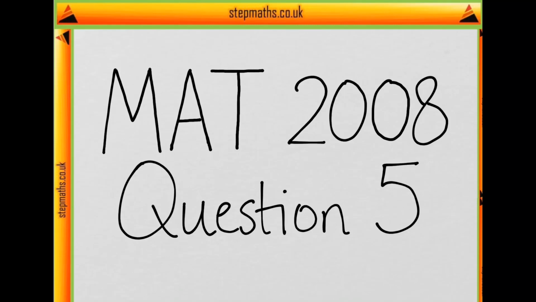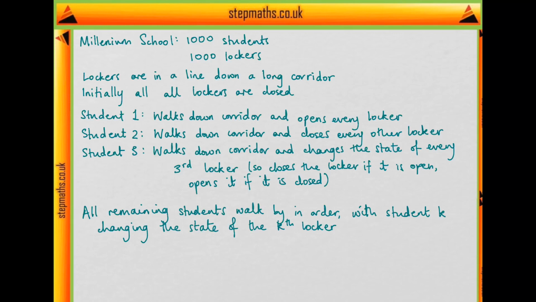Hi, in this video I'm going to go through Math 2008 question 5. So in this question we are told that Millennium School has 1,000 students and 1,000 lockers, and all of these lockers are in a line down a long corridor, and to begin with all of these lockers are closed.